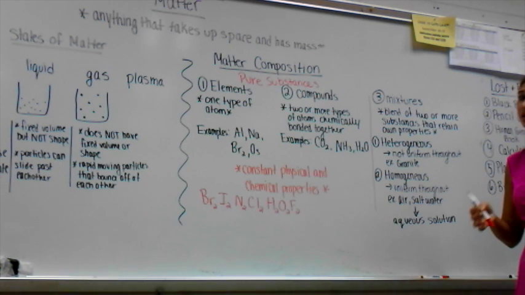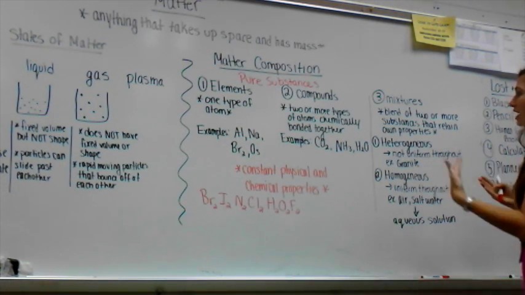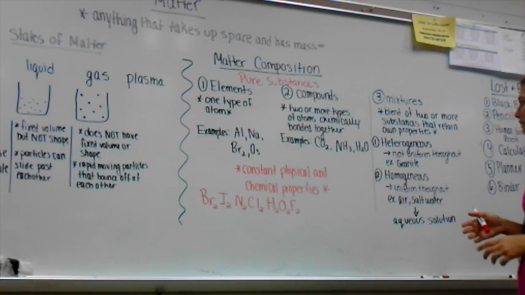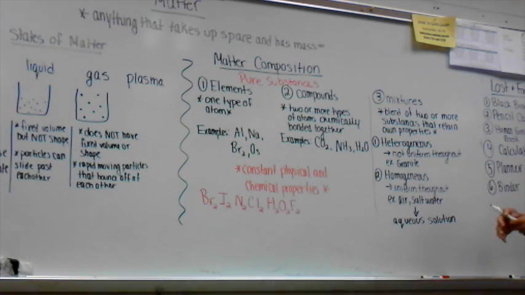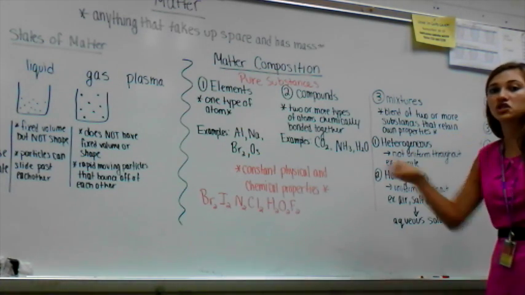So salt still is going to act like salt, water is still going to act like water, but you put them together now. Now there's two different types of mixtures that we have to be concerned with. One is a heterogeneous mixture. This means that it's not uniform throughout. An example I put up here was granite. If you look at a granite countertop, you can see all the different stones in it.